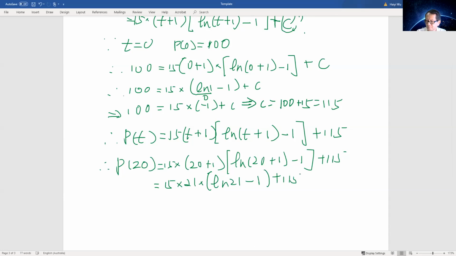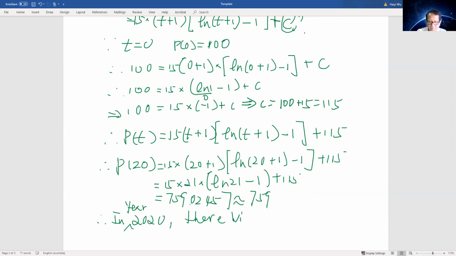So the answer will be approximately 759.02457, so approximately 759 pigeons. So in the year 2020, there will be 759 pigeons in a colony.